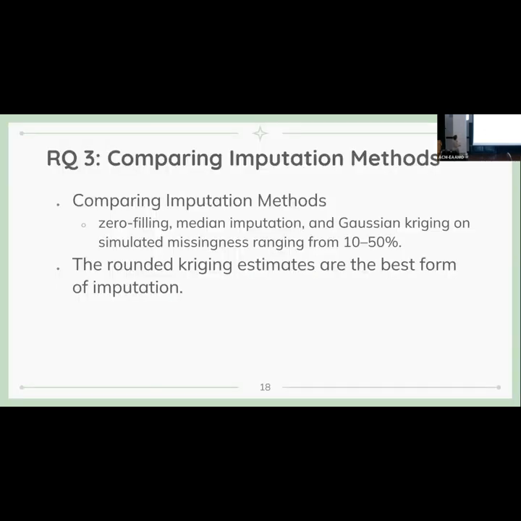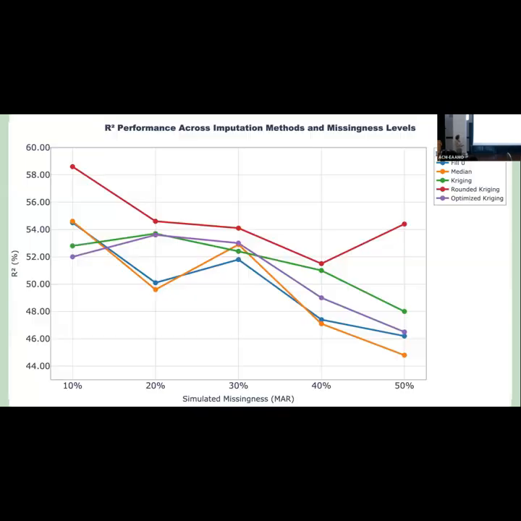Lastly, we examined different imputation methods. We examined kriging with zero filling or median imputation, and we found that the rounded kriging estimates are the best form of imputation. We simulated different levels of missingness from 10% to 50%, and we looked at predictive performance using R-square. As you see here, this rounded kriging performs best across any simulation context, any scenario.